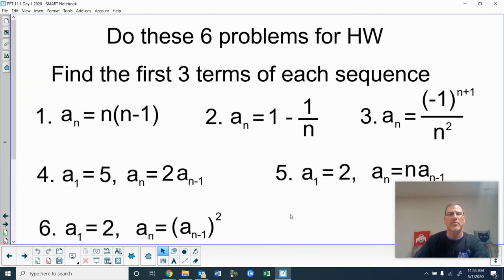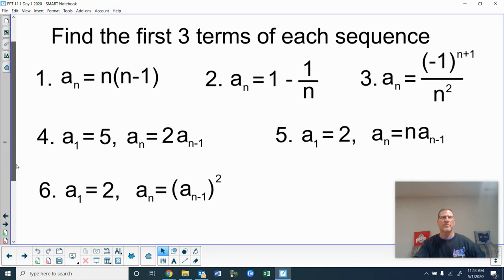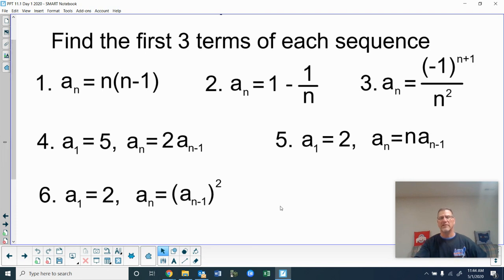So these are your 6 problems for homework. It shouldn't be too bad for you, but I'll leave it there for a few minutes so you can take a picture of it if you need. Right, the first 3, again, just putting 1, 2, and 3 in for n, and 4, 5, and 6, you're going to just put 2 in and 3 in for n. Remember, this a sub n minus 1 is the previous term.